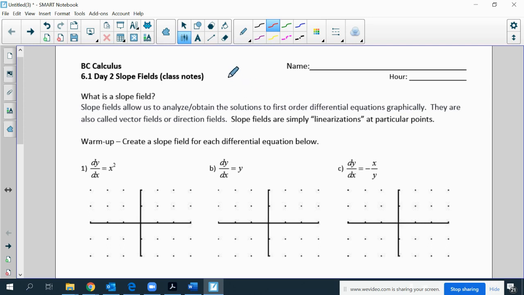This video is about slope fields. What is a slope field? A slope field allows us to obtain solutions graphically.